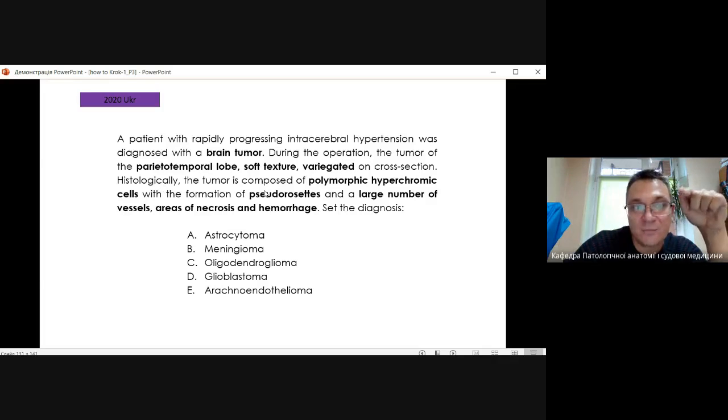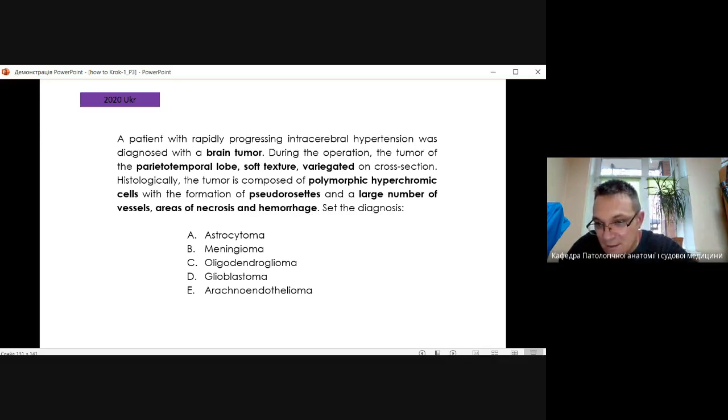And histologically, the tumor is composed of polymorphic hyperchromic cells with the formation of pseudorosettes. So a large number of vessels and a large number of areas of necrosis and hemorrhage. What is this? D. That's D. That's correct. That's the glioblastoma. That's the histological specific characteristic of this tumor. Necrosis, pseudorosettes, and very high polymorphism.